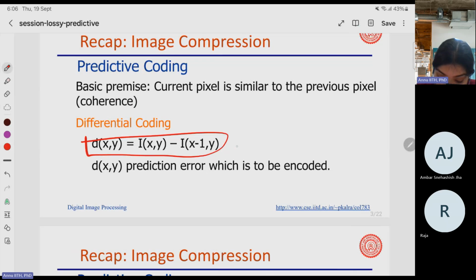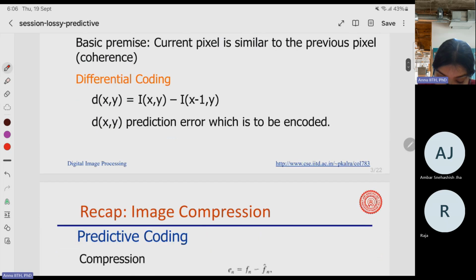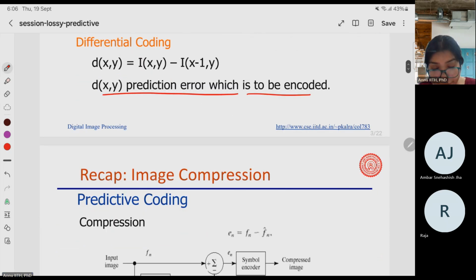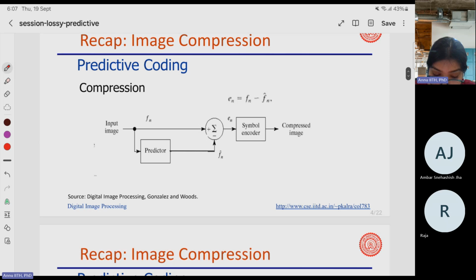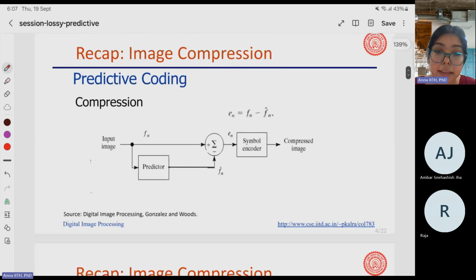So this is what it is showing, the differential. We have to check with the differential value, and this d(x,y) is the prediction error which is yet to be encoded. Okay, so we will be seeing this with respect to MATLAB in the MATLAB online platform. So I just want to give you some intuition. Then we will go to MATLAB and we'll see the signal processing and communication perspective of it.